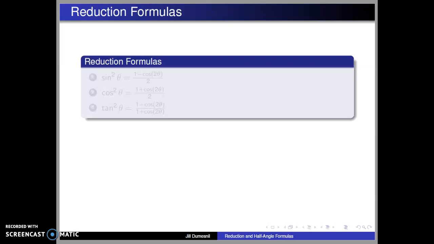We will state and prove each formula and then consider specific problems in which the formulas are used. First, we have that sine squared theta is the quantity 1 minus cosine 2 theta over 2. Next, we have that cosine squared theta is the quantity 1 plus cosine 2 theta over 2. Finally, we have that tangent squared theta is the ratio of 1 minus cosine 2 theta to 1 plus cosine 2 theta. The proof of this third identity is almost obvious from considering the ratio of the first two.